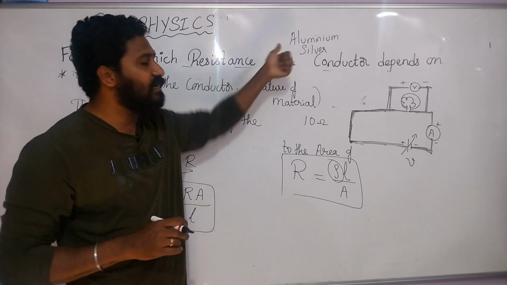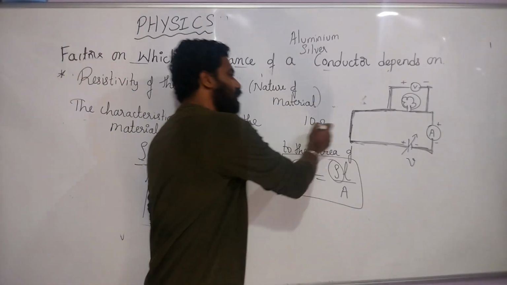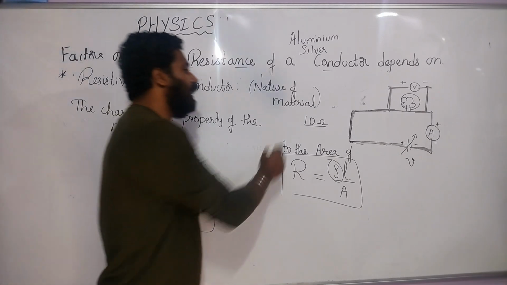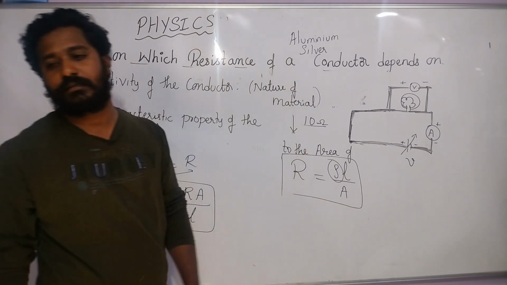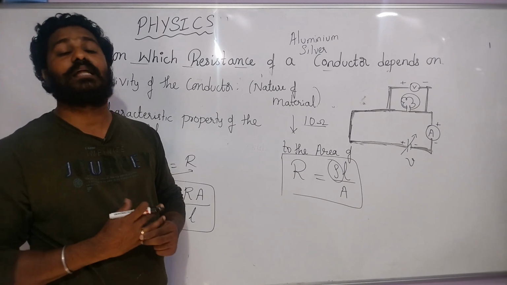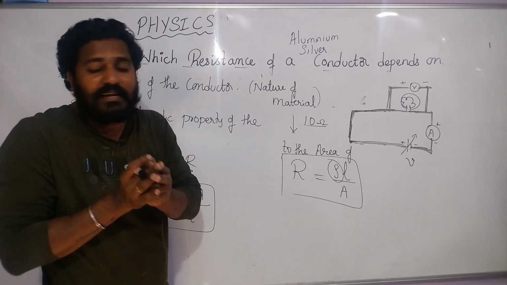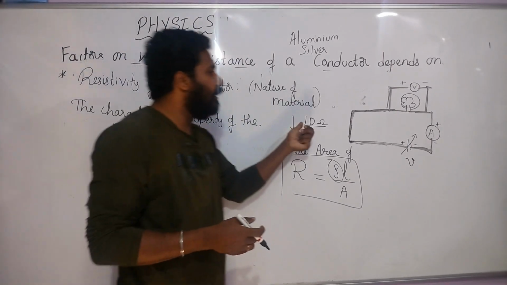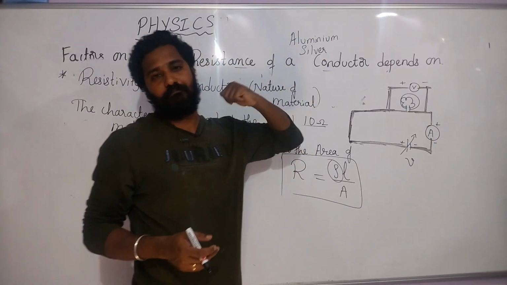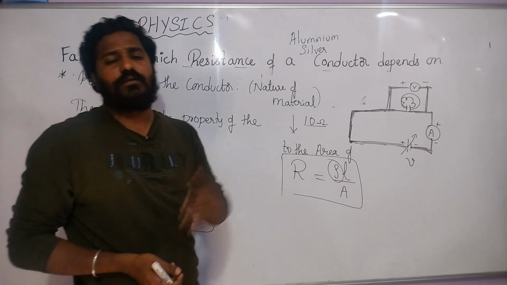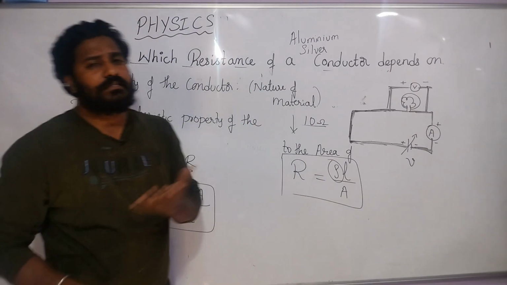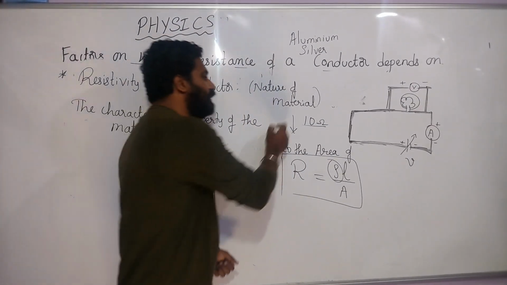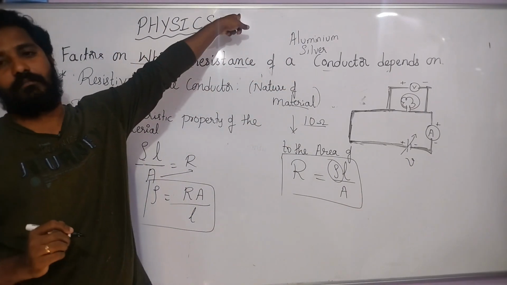So now I am changing it to silver. Then do you think that the resistance will be the same? No. So resistance will be even less than that. Why is it less than that? Because the characteristic property is such that it is less than aluminium. Aluminium has its own characteristics, but silver is a better conductor than aluminium.